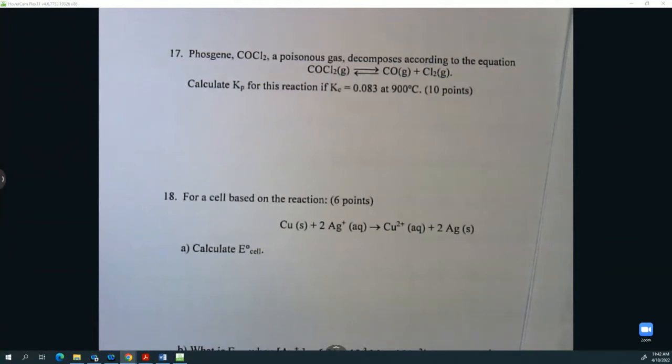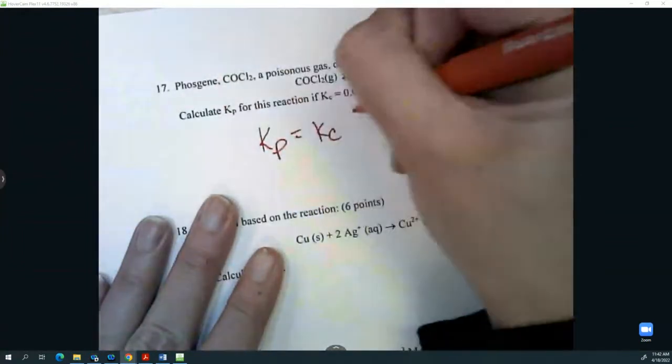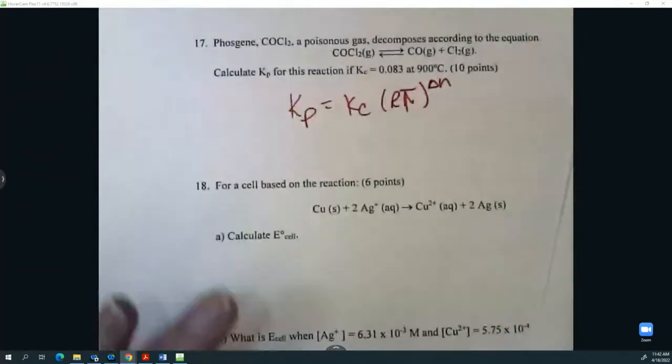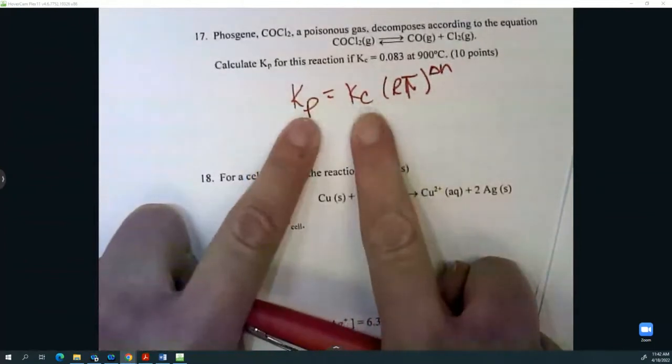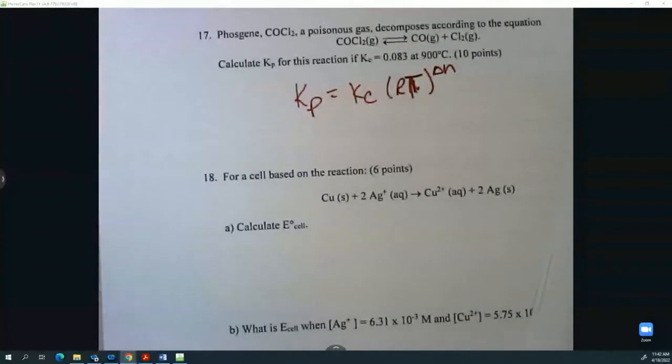Isn't it Kp equals Kc times RT? Kp first? Yeah, I think it's Kp equals Kc times RT to the change in moles of gas. So this is what I always get mixed up, which one is P and which one is C. So that's why I always put it. It's not a hard equation. I just forget which one's which all the time.